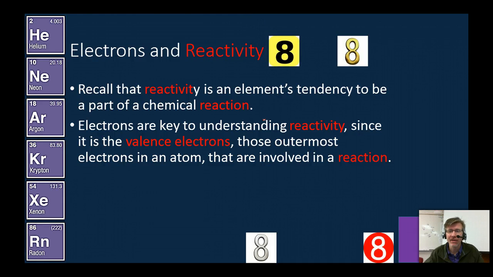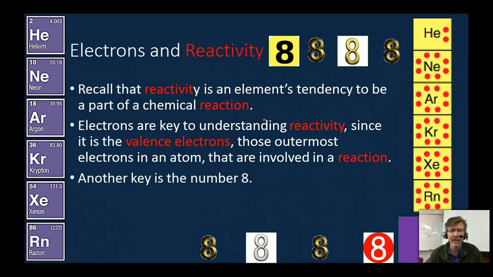Electrons are key to understanding reactivity, and especially valence electrons. You've got this in your glossary, valence electrons. These are the outermost electrons in an atom, and these are the only ones that are involved in a reaction. So once you understand valence electrons and how many there are on an atom, you're on your way to understanding reactivity and how electrons affect reactivity. So congratulations. Press on.